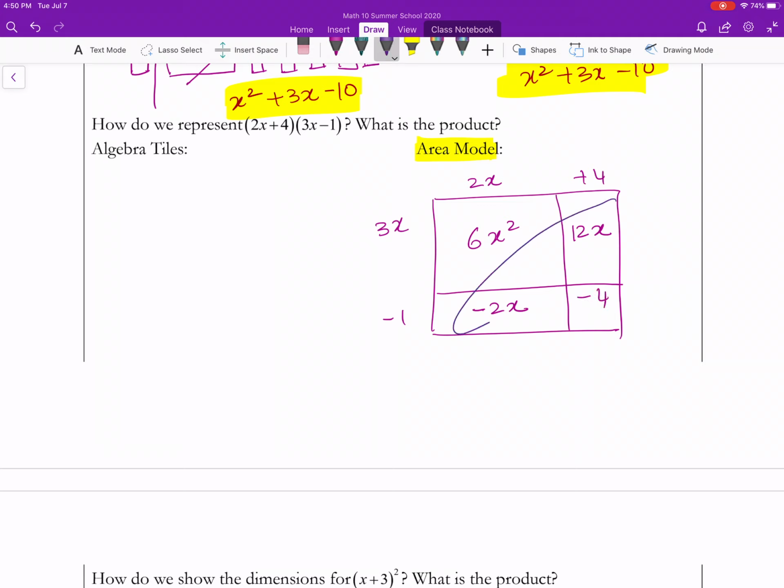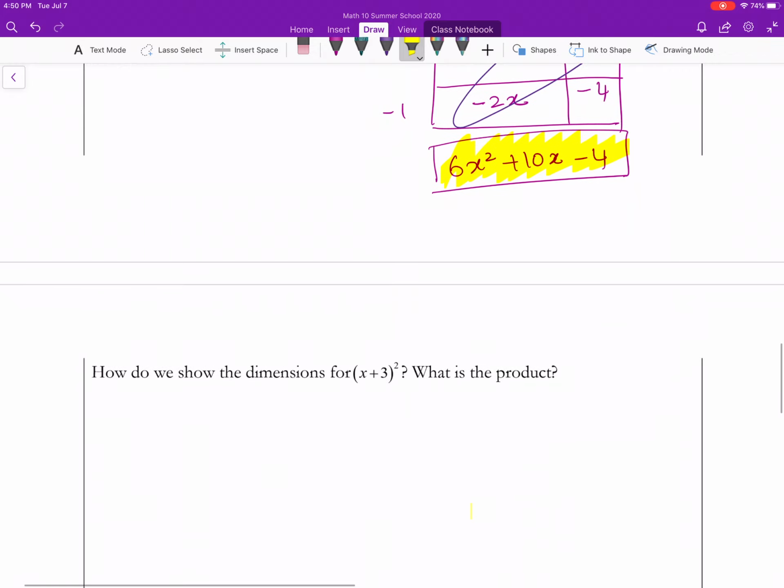Again, we're going to combine these like terms. So what I'm left with, 6x squared, 12x minus 2x, 10x, minus 4. And that's the solution. Since we are doing remote learning, I'll not be able to give you algebra tiles to play with. So let's just do it with the area model.